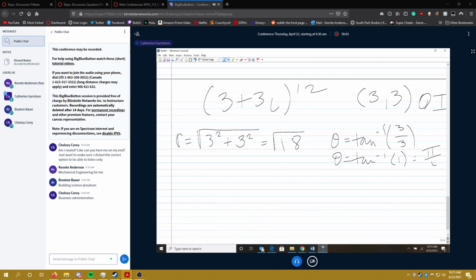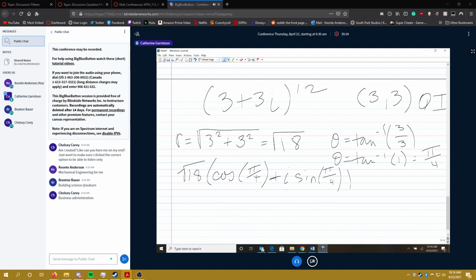All right, so in trig form, this would be the square root of 18, the cosine of pi over 4 plus I, because you still have your I in there. That's a horrible looking plus sign. But again, that's not going to be better. Okay, and that's going to be the sine of pi over 4.